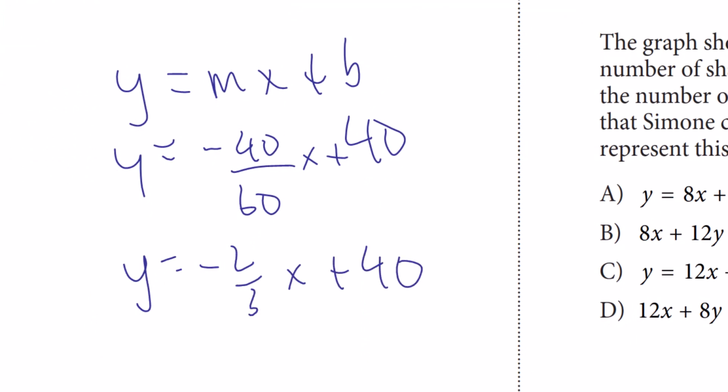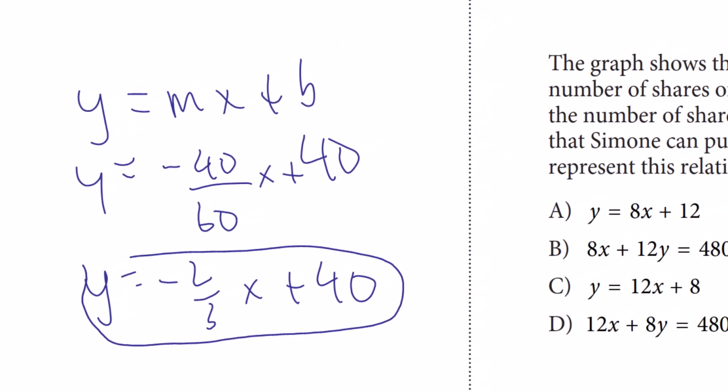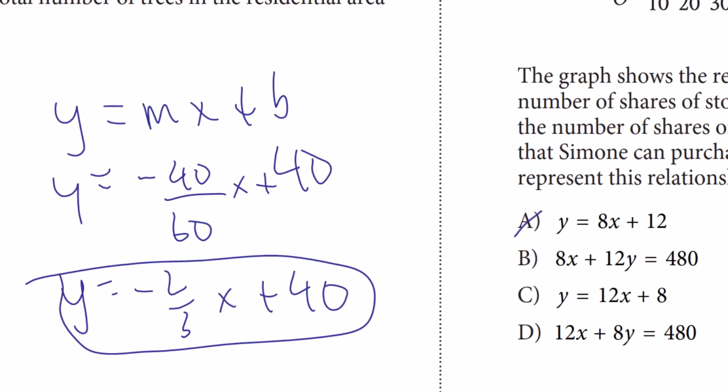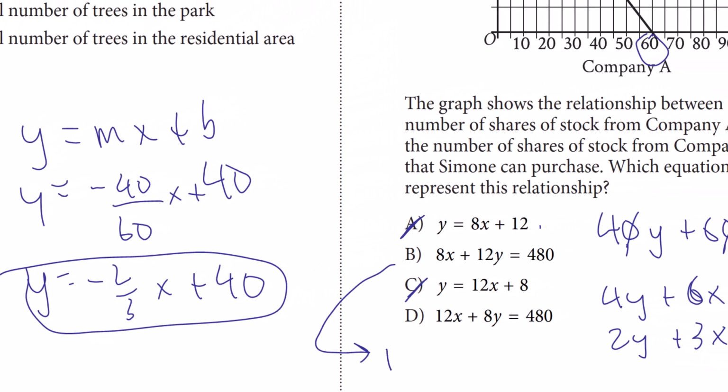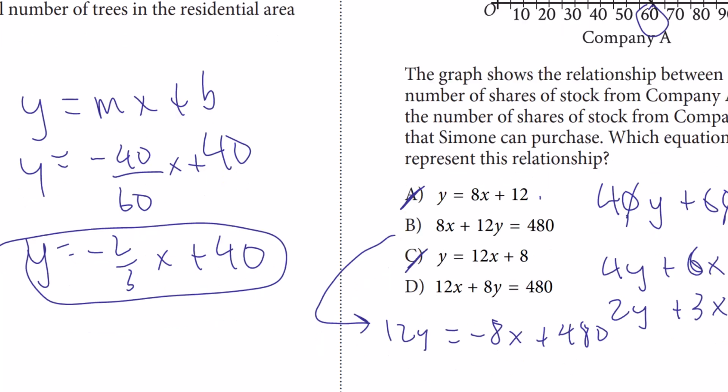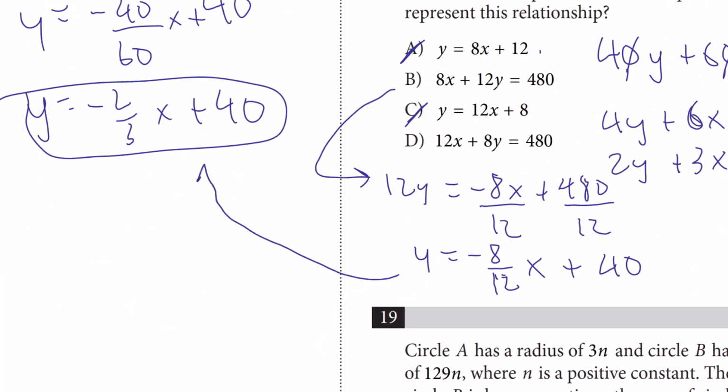Now, what you can do is go through all 4 choices and check which one gives you the same result. Okay, we want to match up with this right there. So choice A doesn't work. Choice C doesn't work. Let's look at choice B. We're going to get 12y equals negative 8x plus 480. And we're going to divide everything by 12. And yeah, that's going to match. Okay, so the right answer is B. Couple ways you can do this, guys.